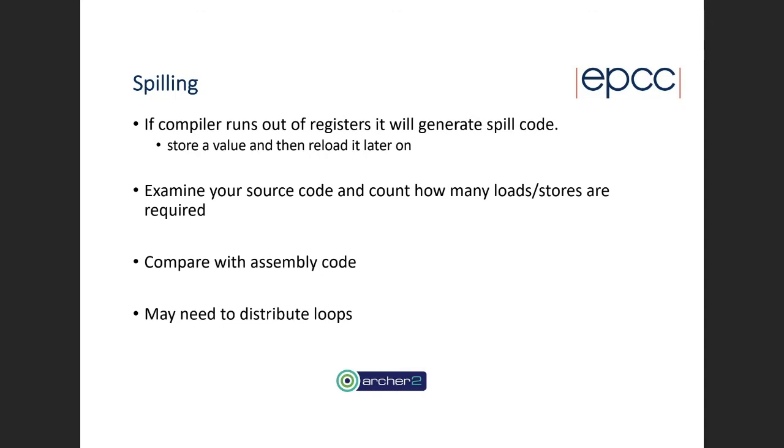If the compiler does run out of registers, it'll do what's called spilling. Basically, if it runs out of registers, what it has to do is store a value into memory and then load it back in later on. It can be hard to figure out when this is happening without looking at assembly code. Maybe the compiler loop diagnostic tells you that it's generated some spill code. This is typically caused by having very large loop bodies, so you may need to split up your loop into smaller pieces.